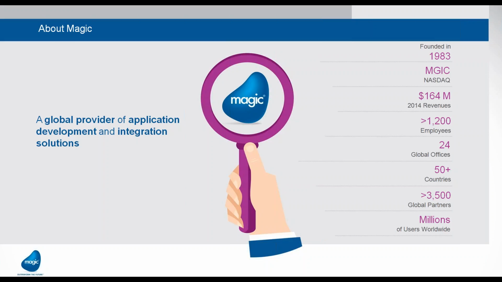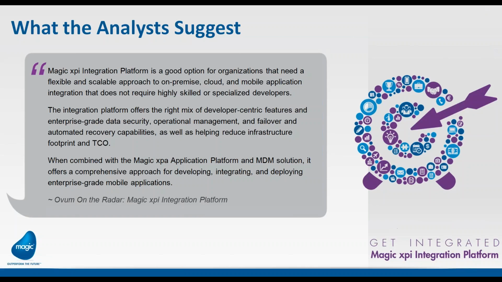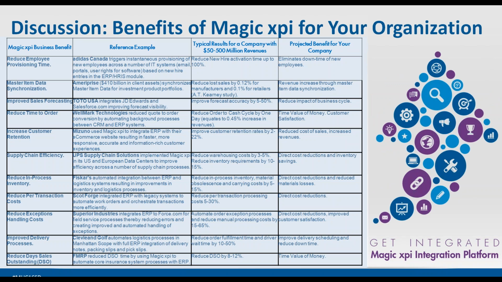I think it's now 1,300 employees worldwide, 24 global offices. We've got customers in well over 50 countries, some 3,500 global business partners, and literally millions of end users worldwide on mission-critical applications and integration processes. Now, analysts talk about Magic. The most recent one, Ovum on the Radar, suggests that the capabilities of Magic XPI and Magic XPA work very well for an organization.